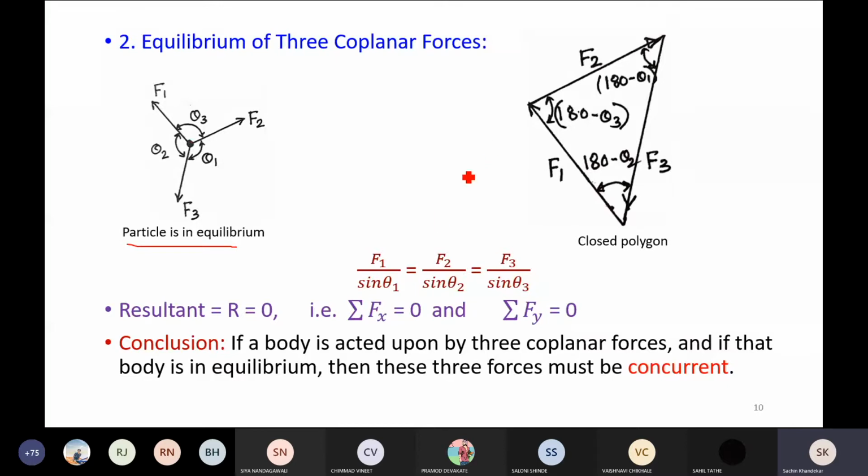Also, we have solved numerical problems using the sine rule, right? So this is the point O, which is acted upon by these three forces F1, F2, F3, and let these be the angles θ1, θ2, θ3, etc. We know the meanings of all these things.